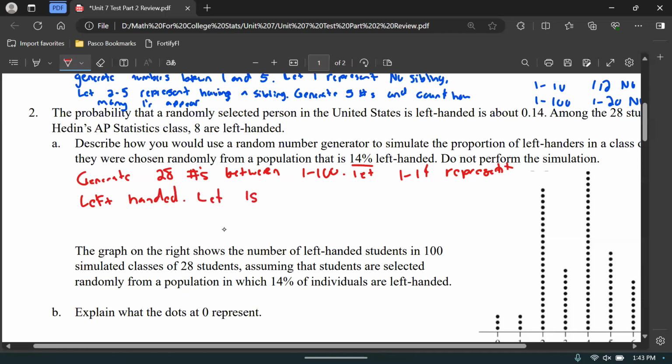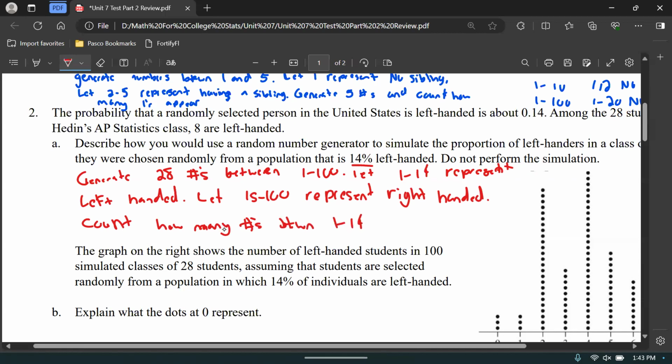Let 15 through 100 represent, I guess, right-handed. And then count how many numbers between 1 and 14 show up.